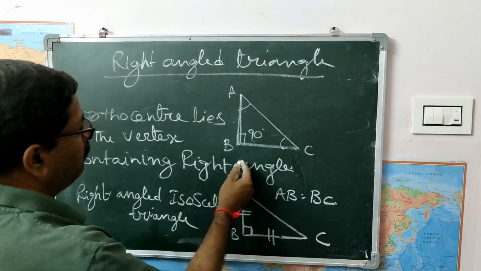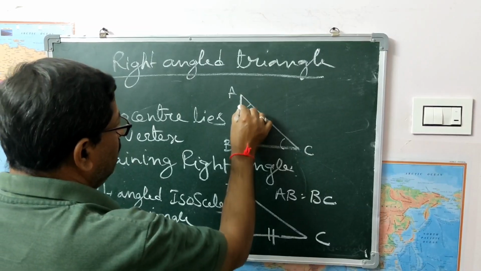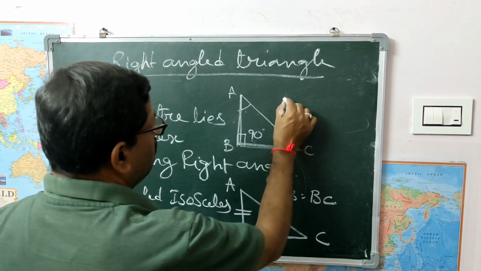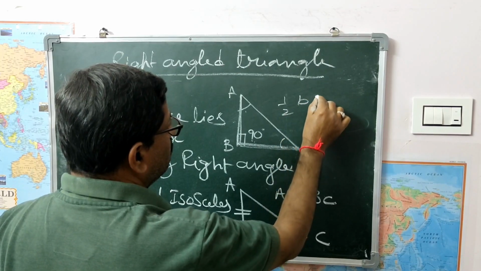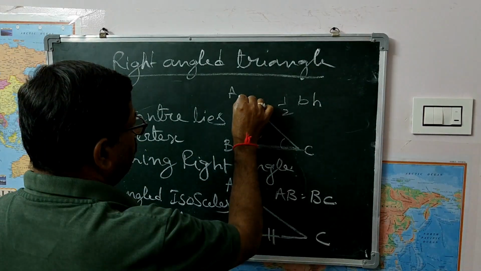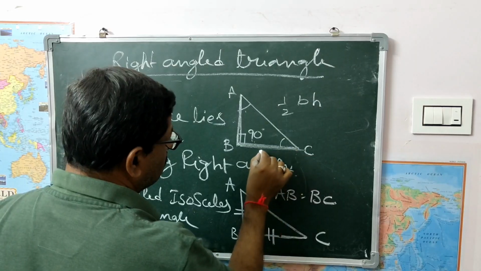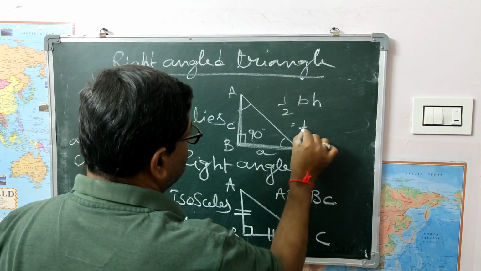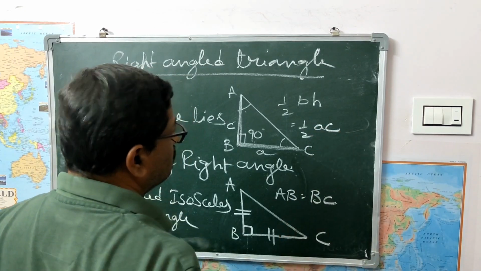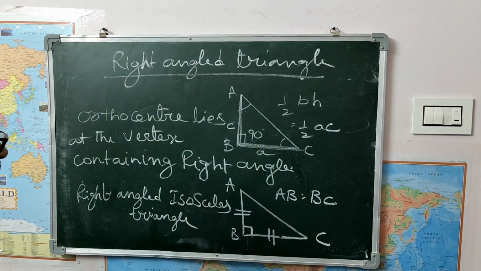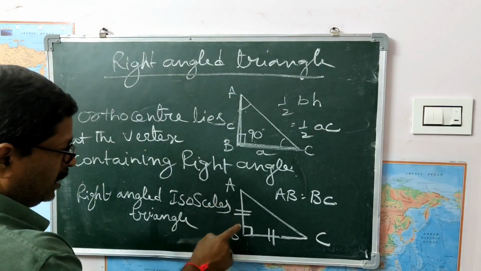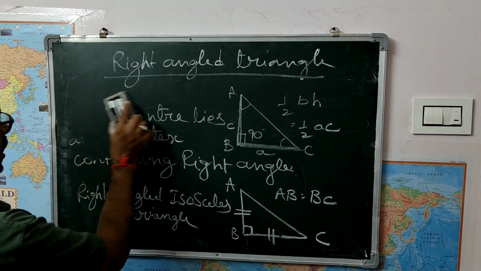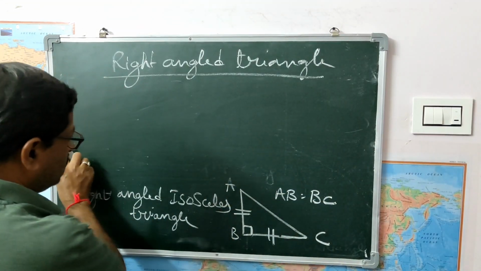For the area, if you consider, one side becomes height, the other side becomes base. So apply the same formula, half into base into height. If the base of this one is small a and height is c, it is given by half AC, like this you can find its area. And let us now see what is the area of a right-angled isosceles triangle.